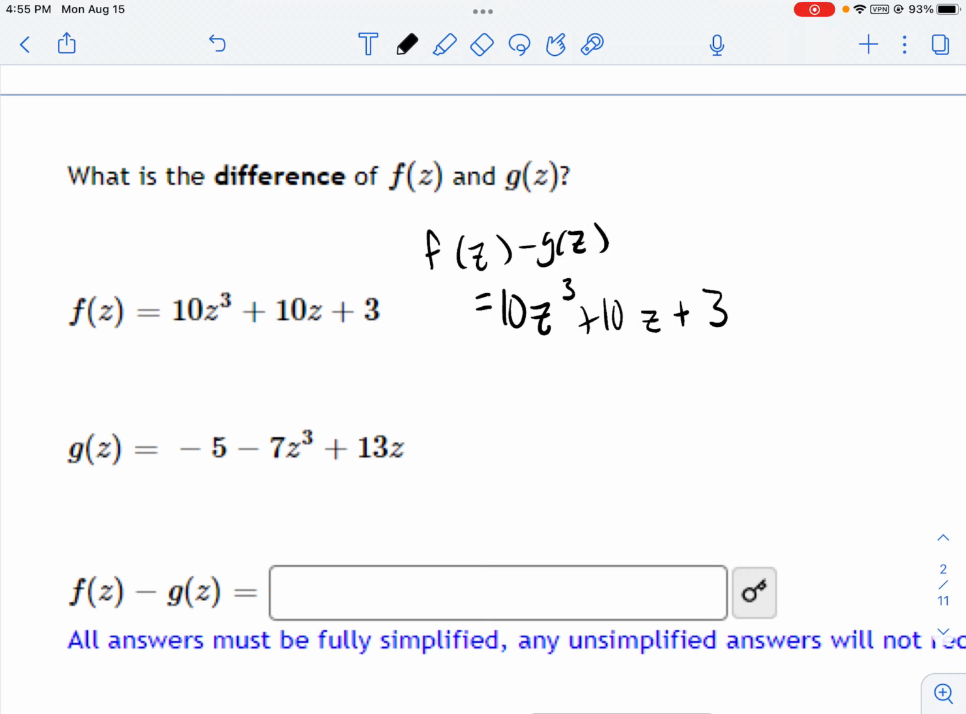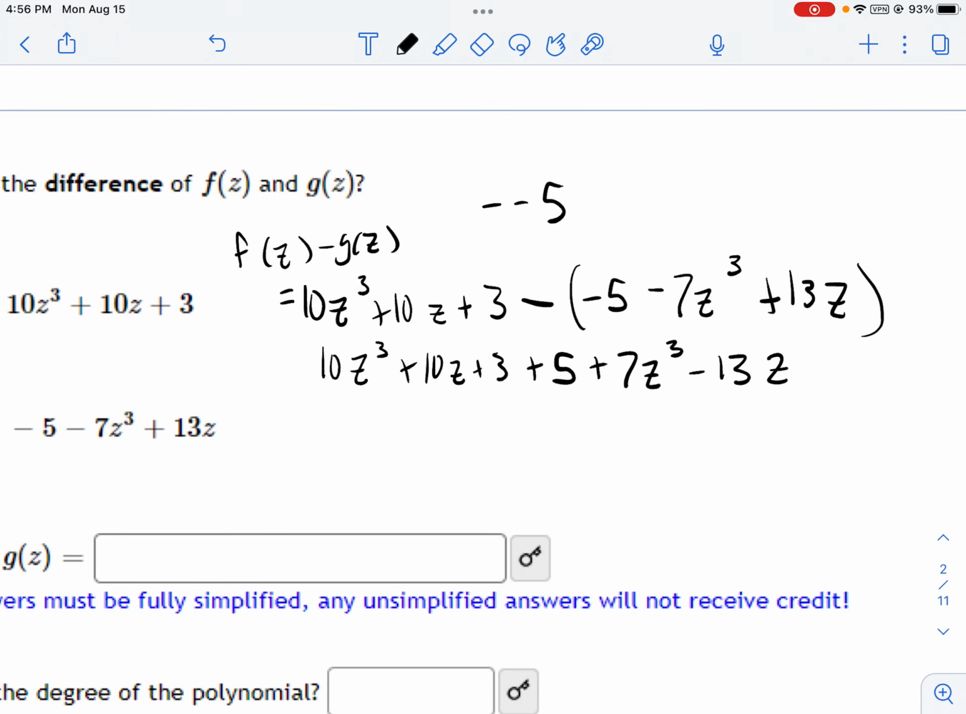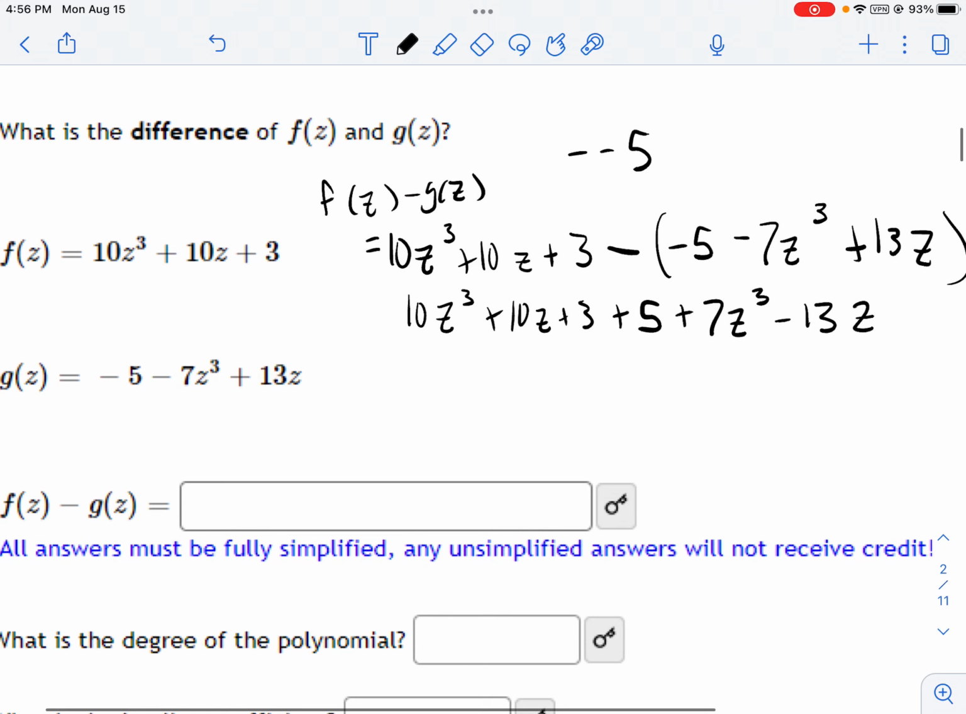Alright, so now we need to bring that subtraction through. So your 10z to the third plus 10z plus 3. And then we say, okay, subtracting a negative number. Well, what's a negative times a negative? A positive, so plus 5. Subtracting a negative z to the third is plus 7z to the third. And then subtracting a positive is just negative 13z. So you've now brought the subtraction through the problem and you're good to start going.